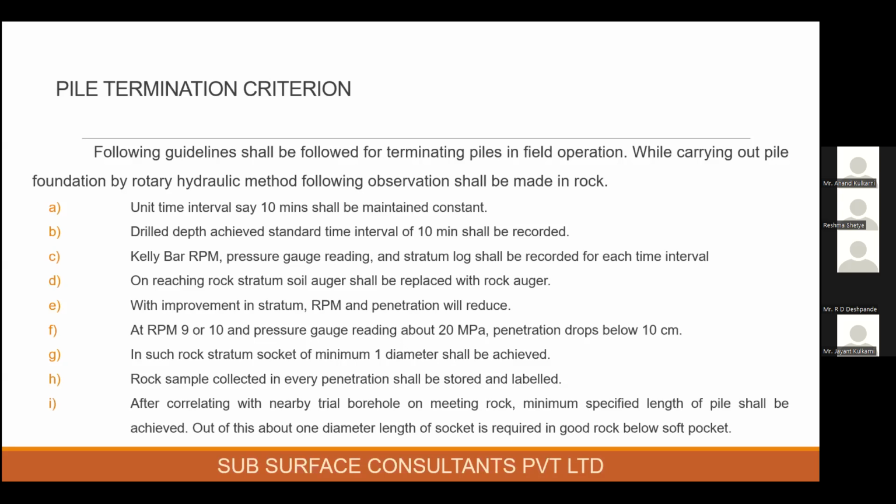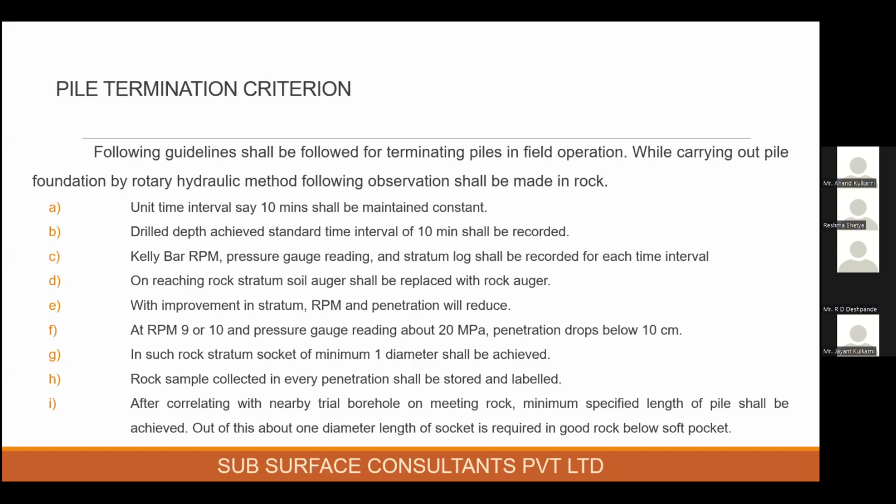Rock samples corresponding to each penetration were collected at each and every pile, and they were stored and labeled. Then this was correlated with the nearby trial boreholes on meeting rock, as specified, and it was seen that the specified minimum required length of pile was achieved. It was ensured once again that a minimum of 1 diameter of the socket, the bottommost diameter, was in good rock below the soft pocket.